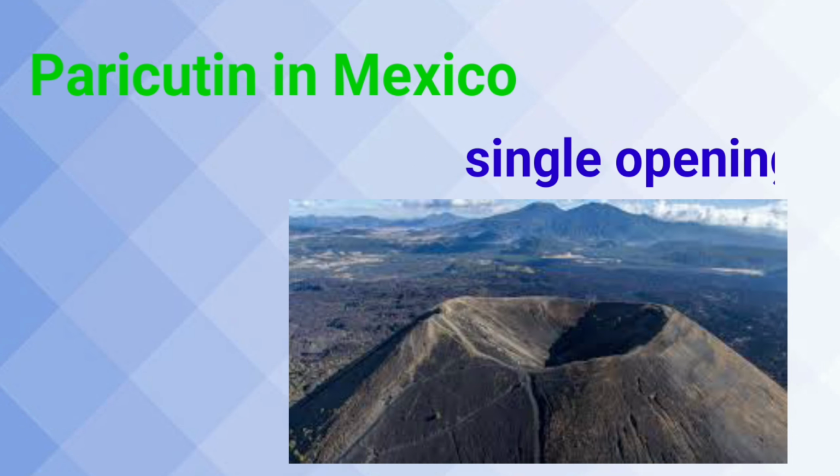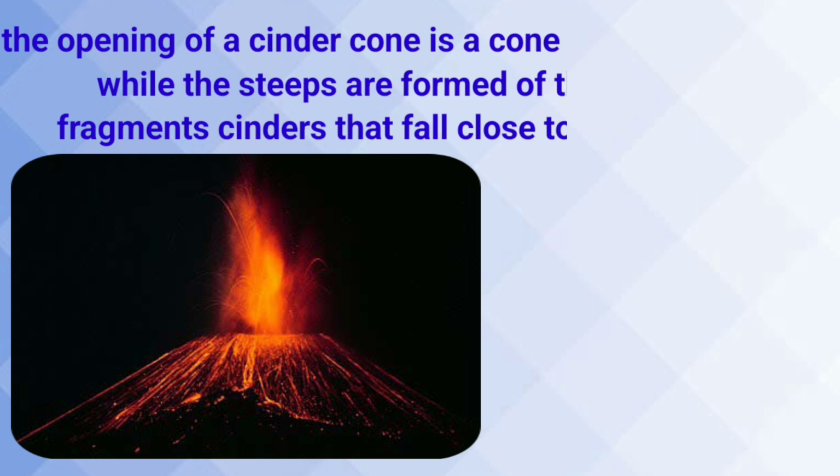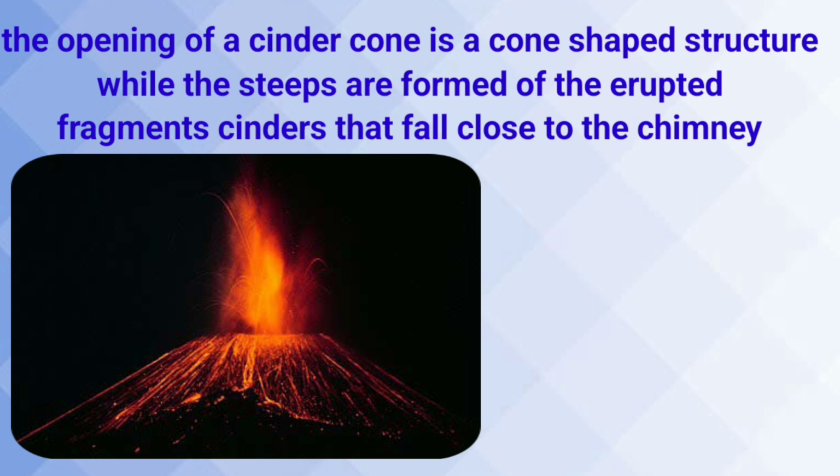Paricutin in Mexico. Paricutin was present in Mexico, having a single opening. The opening of a cinder cone is a cone-shaped structure, while the slopes are formed of the erupted fragments, cinder, that fall close to the chimney. The Paricutin volcano is unique in the fact that its evolution from creation to extinction was witnessed. The last eruption took place in 1952.